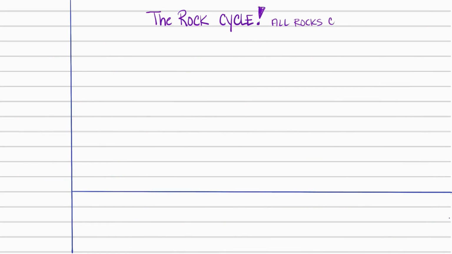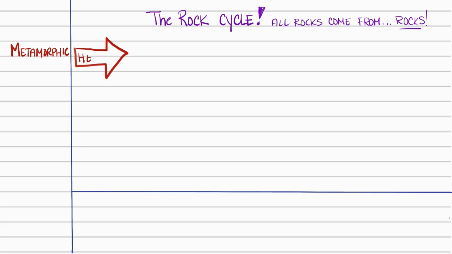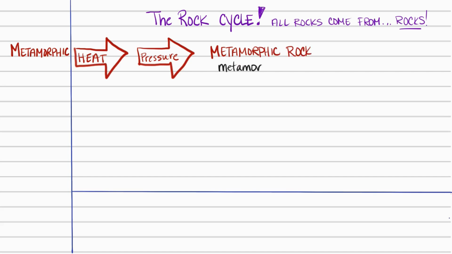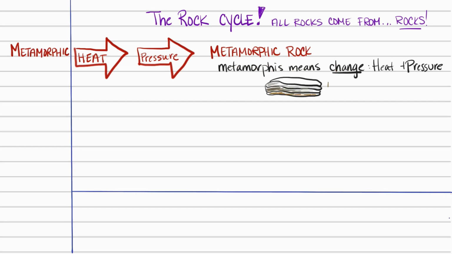We're going to start with metamorphic rocks. Metamorphic rocks form when existing rocks, igneous, sedimentary, or even other metamorphic rocks, are subjected to high heat and high pressure, and they cause them to change in structure, but they don't melt. In fact, the term metamorphosis means change, so that change occurs from heat and pressure. Rocks like gneiss, schist, and marble are all metamorphic rocks.